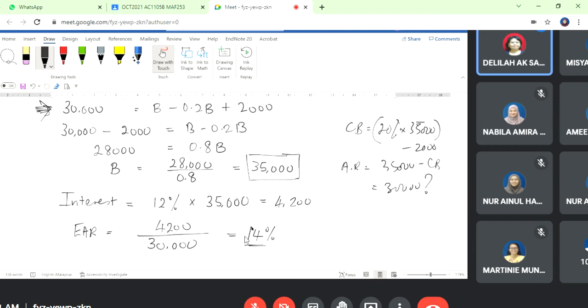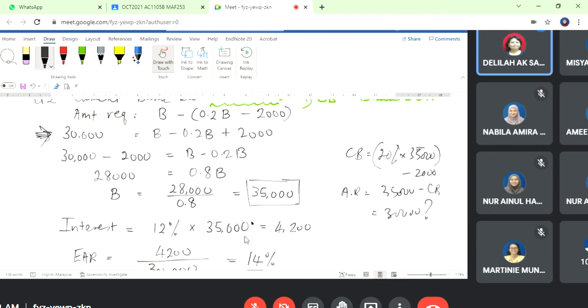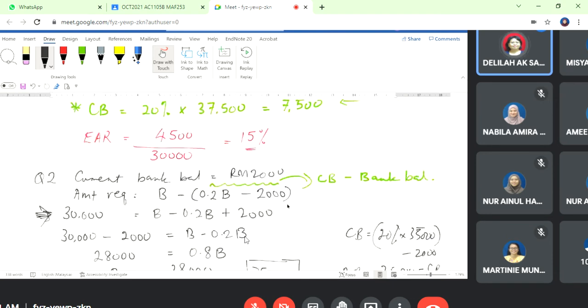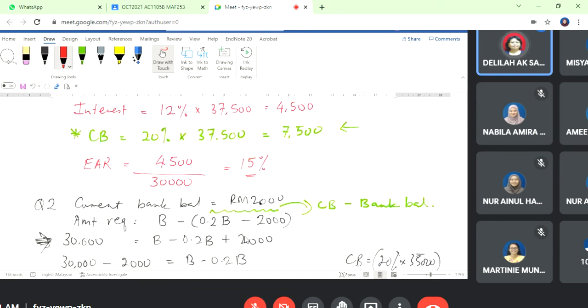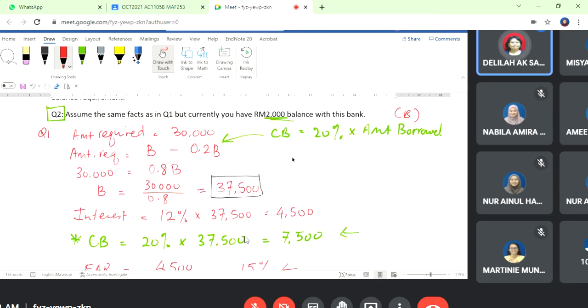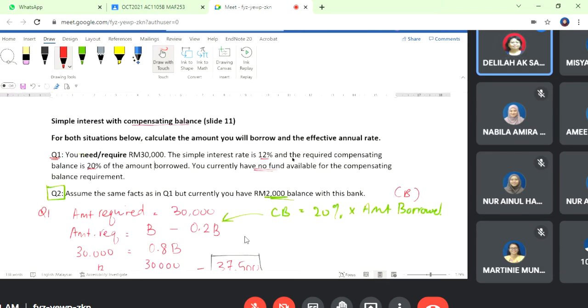Okay, so what we find is our effective cost or effective annual rate is lower. Okay, it's much lower. It's only 14%. Kalau kita ada duit dalam bank tu untuk tolak daripada compensating balance, it is higher if you don't have any money in the bank. So this is compensating balance for simple interest calculation.